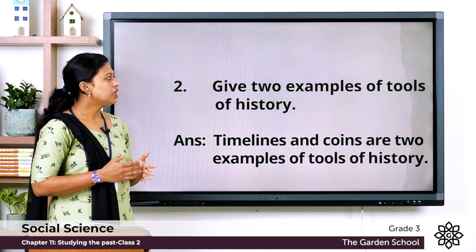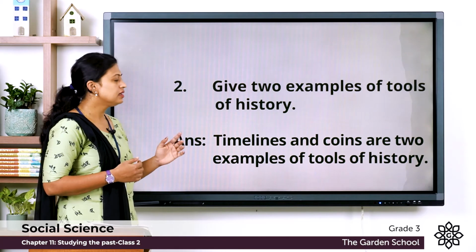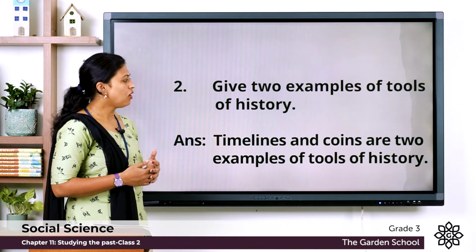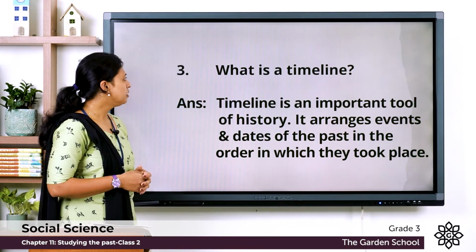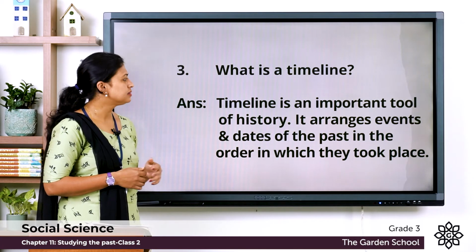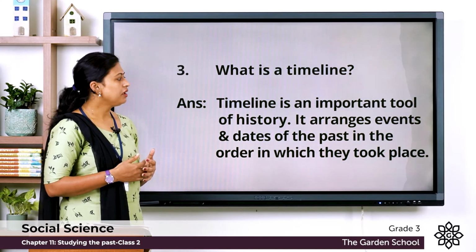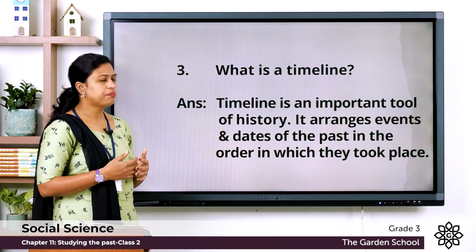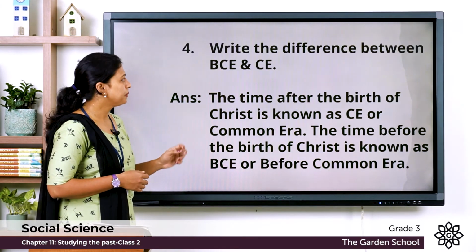Second question, give 2 examples of tools of history. The answer is, timelines and coins are the 2 examples of tools of history. Third question, what is a timeline? And the correct answer is, timeline is an important tool of history. It arranges events and dates of the past in the order in which they took place.